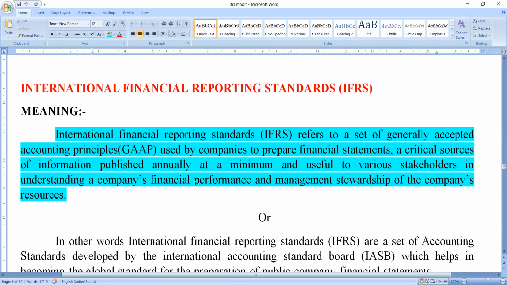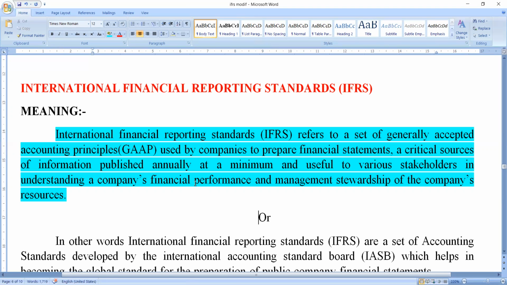So any company throughout the globe uses a set of rules and regulations to prepare the financial statements. What are those financial statements? Income statement and position statement. A financial statement is nothing but the income statement and the position statement, and a critical source of information published annually, every year, at a minimum, and useful to the various stakeholders.